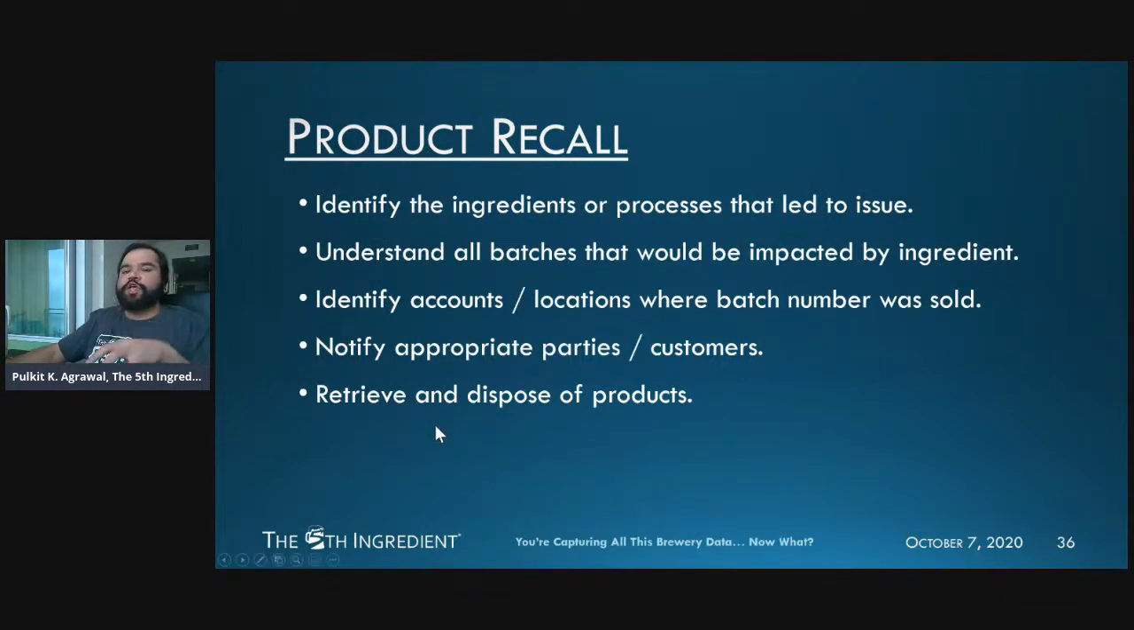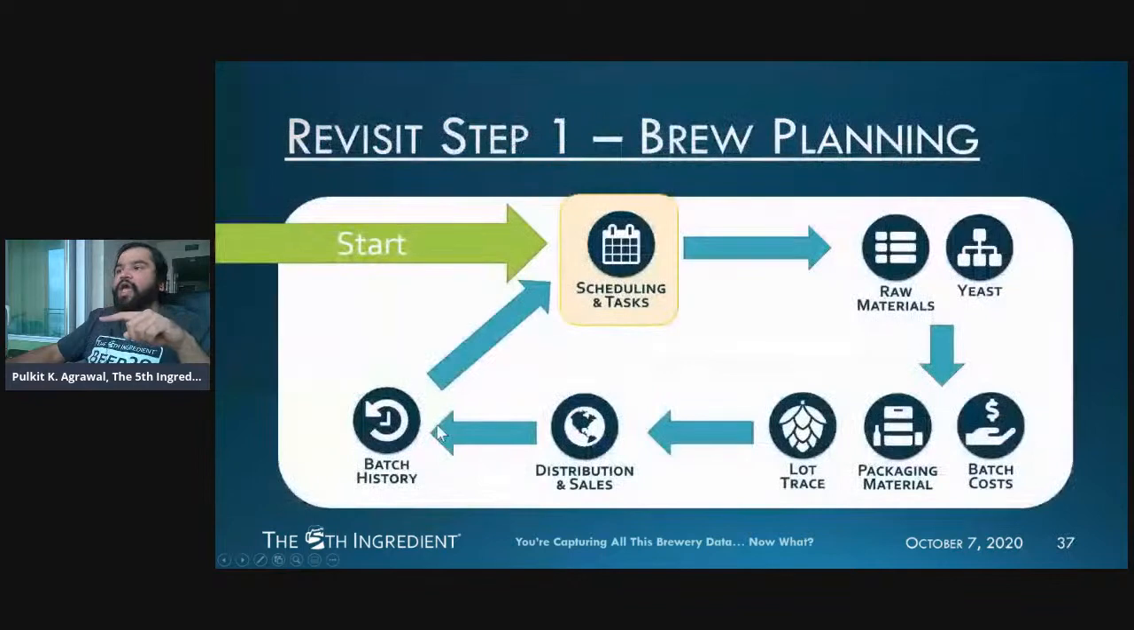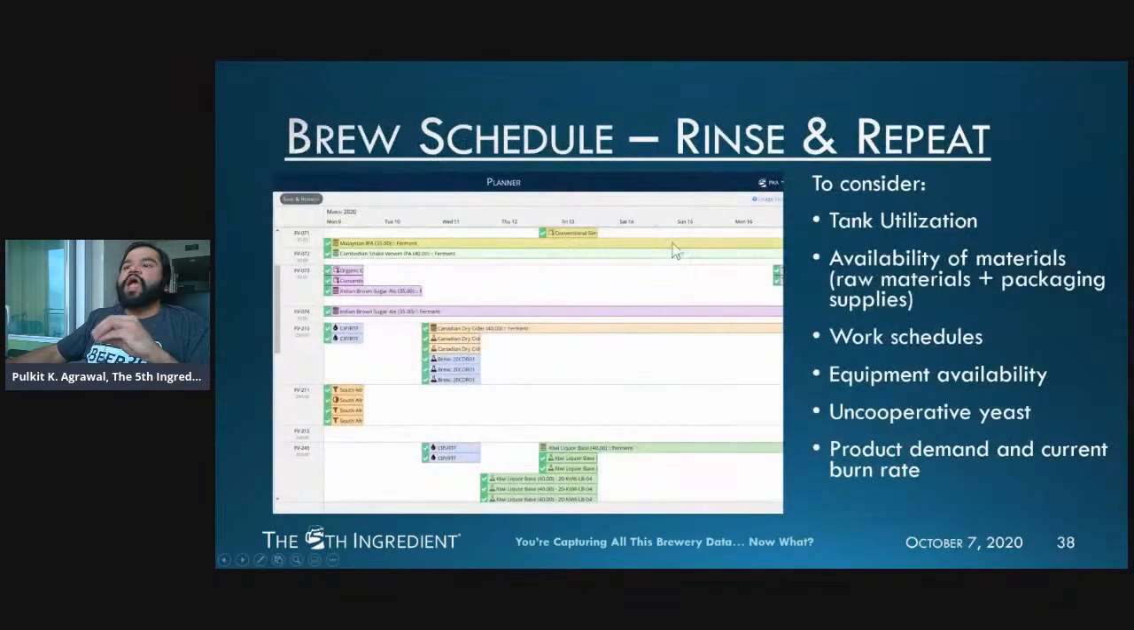And the really cool thing about this then, to kind of circle back, is that this then dives in very nicely with revisiting step 1, which is brew planning, right? And so now it comes back into I brewed, I know my cost, I sold it, I know exactly where it went. Hey, let's use that information to rinse and repeat and go back to my brew schedule. Where now I'm looking again at tank utilization, availability of materials and raw materials, work schedules, equipment availability, uncooperative yeast, and again, the product demand and current burn rate, right?